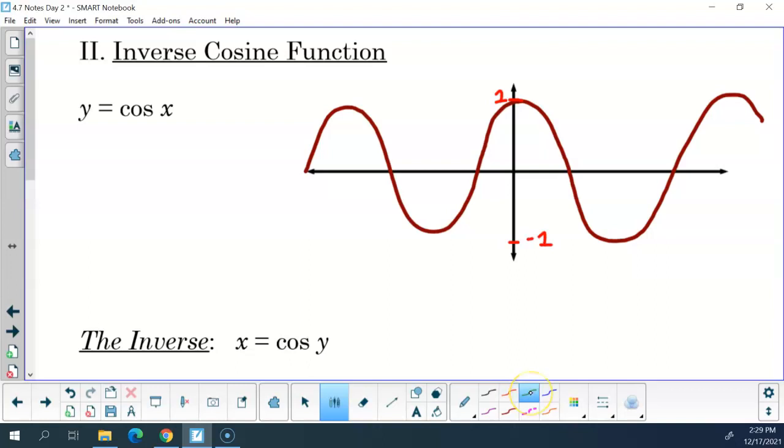And so when do we zero out? Pi over 2, right? When do we hit the minimum? 3 pi over 2. Back up high at 2 pi. Okay, so backwards that would be negative pi over 2, negative pi, negative 3 pi over 2, and negative 2 pi.